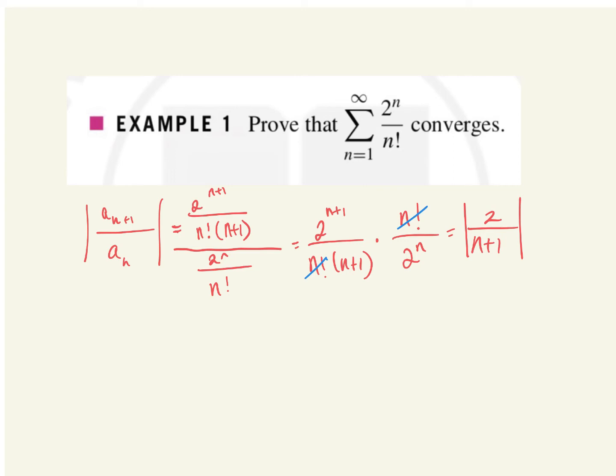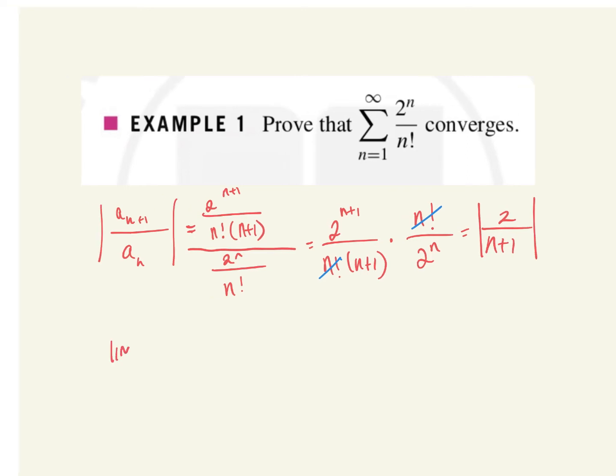So now I just want to take the limit of this. The limit as n approaches infinity of 2 over n plus 1: my denominator is going to grow without bound, so therefore this limit is 0. So if the limit is 0, then this series converges absolutely.